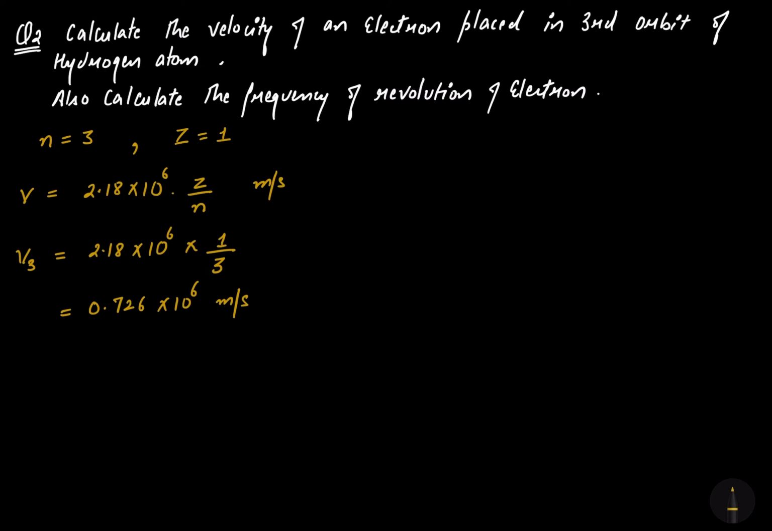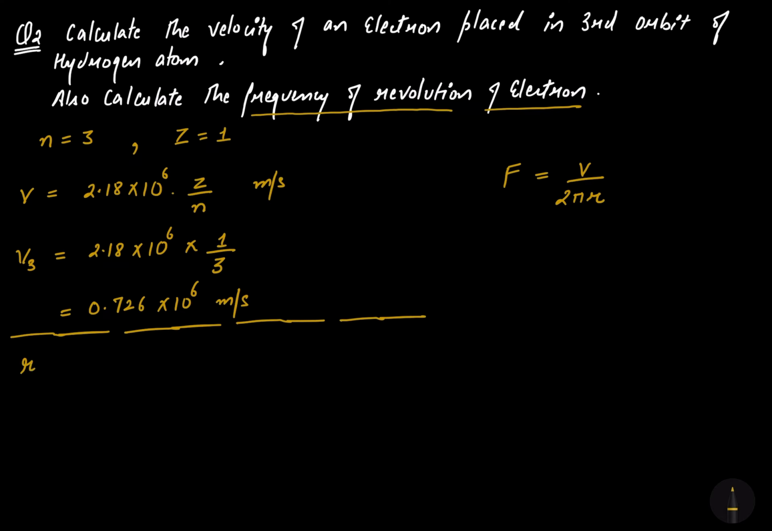The second part of the question is saying: calculate the frequency of revolution of electron. So what was the formula for the frequency? The frequency of revolution is equal to velocity divided by 2 pi r. We have evaluated the velocity, but we don't know the radius of the third orbit. So for calculating the frequency, we need the radius of the third orbit also. So let's calculate the radius for the third orbit.